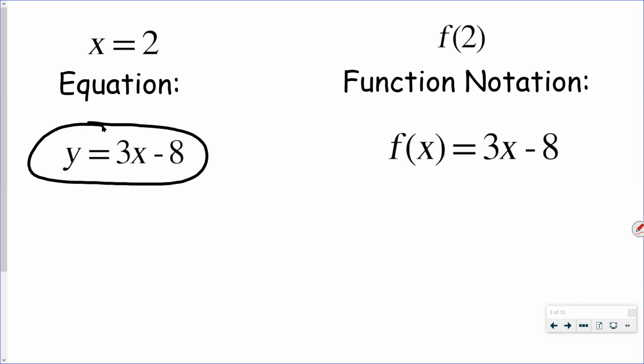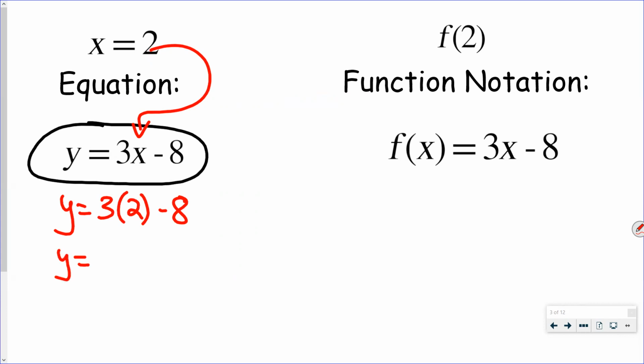Well, normally with substitution, we can solve for x equals 2, or they can give it to us. So what I can do is I can substitute this 2 in place for the x. And then I would be left with y equals 3 times 2 minus 8. Okay, so now let's solve. Let's do the math on the right side. So y equals 3 times 2 is 6, minus 8. 6 minus 8 is negative 2. Oh, that's a 6. Sorry.